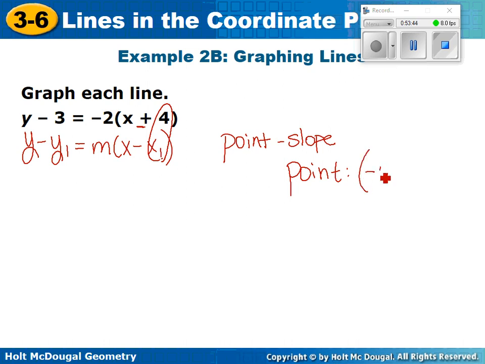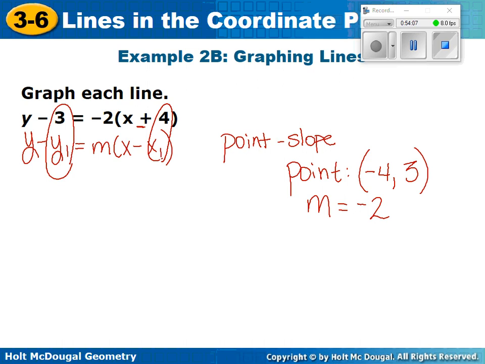The x is negative 4, and the y is positive 3. That's your point, negative 4, comma, positive 3. Now what's our slope? Negative 2. So when we go to our graph, where do we start?